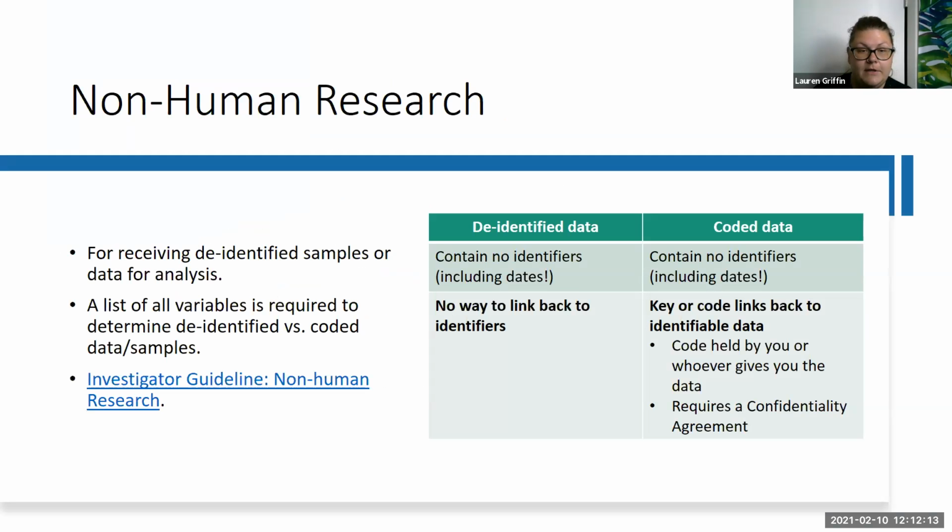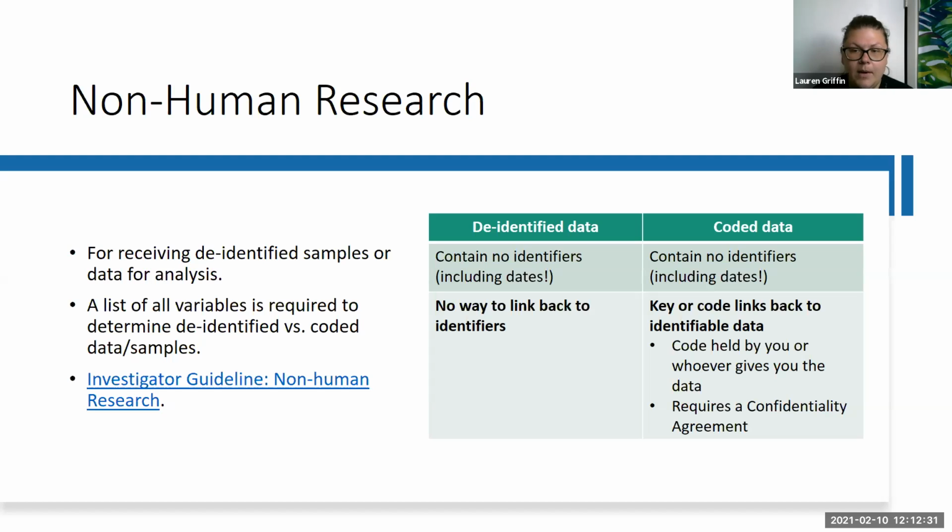So non-human research. This is sort of one of the big things that we see. A lot of students use data sets that are out there. There's a lot of people who use these data sets. So non-human research is if you're receiving de-identified samples or data for analysis.